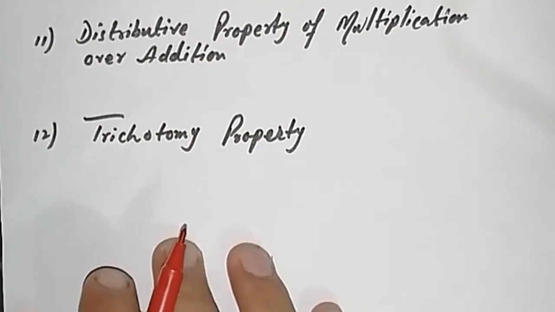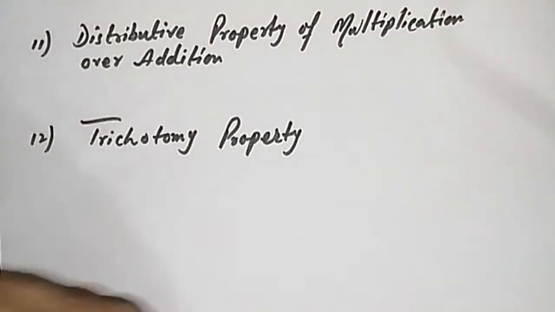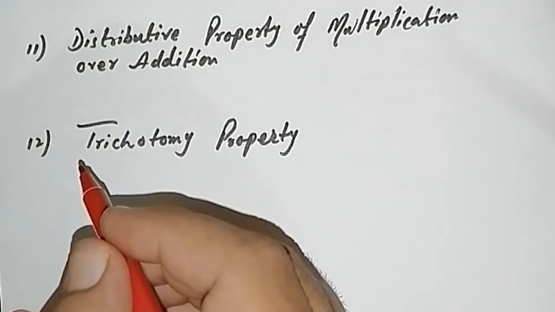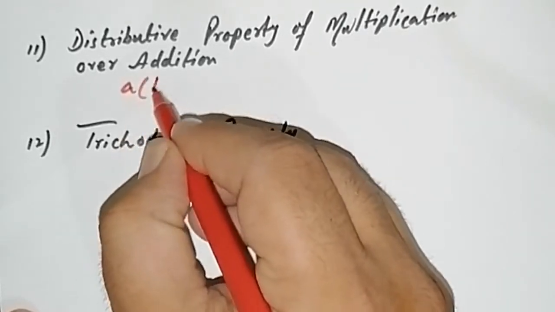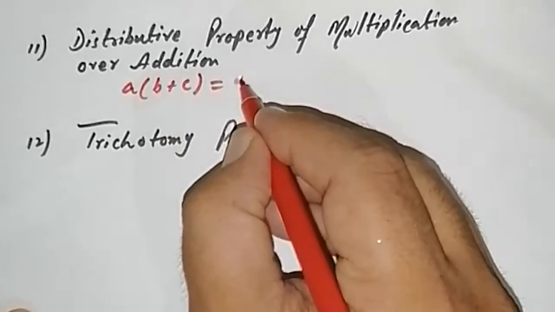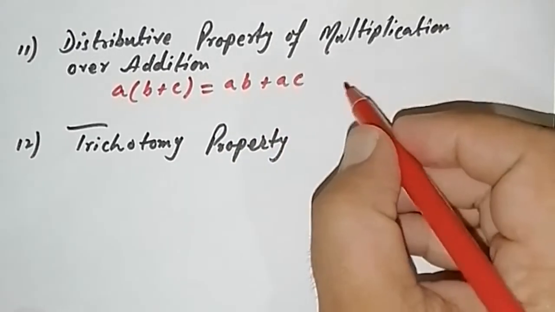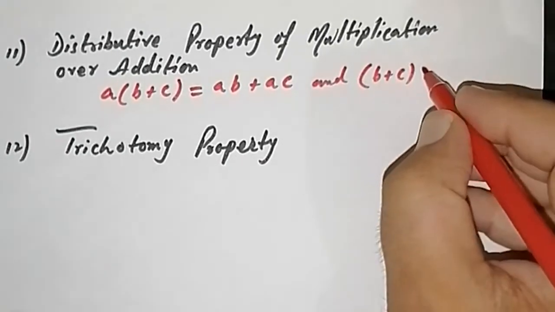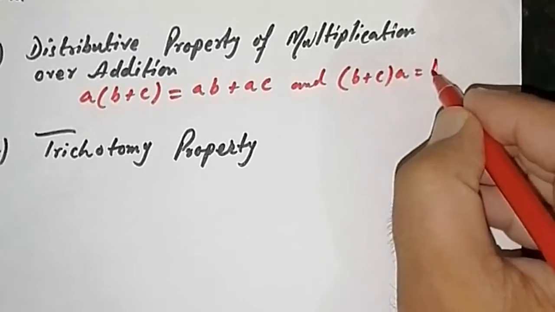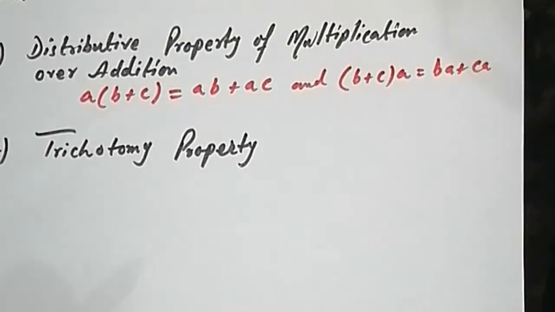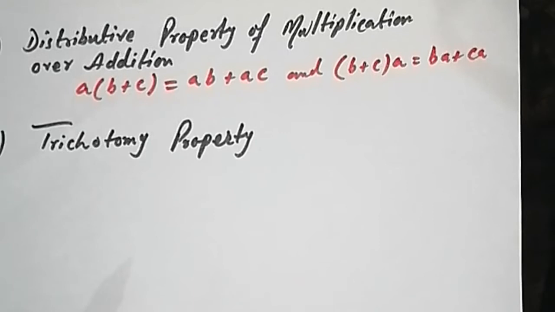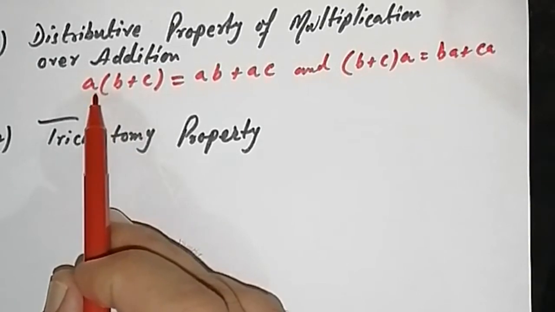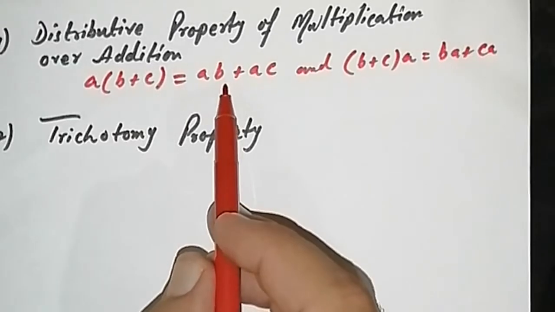So the next property, distributive property of multiplication over addition. If A, B, C are any real numbers, then we can write A(B plus C) is equal to AB plus AC. And (B plus C)A is equal to BA plus CA. This property is called the distributive property with respect to multiplication. We multiply the bracket by the number which is outside the bracket: A(B plus C) is equal to AB plus AC.